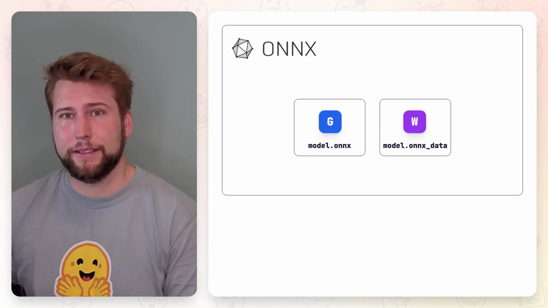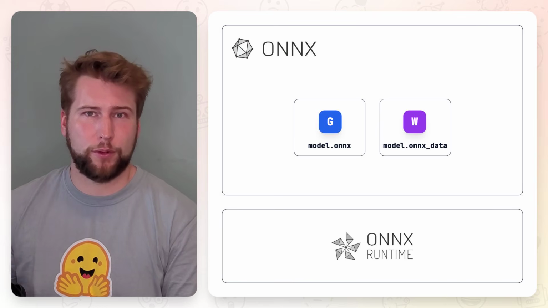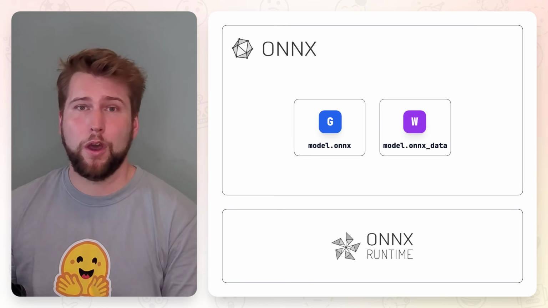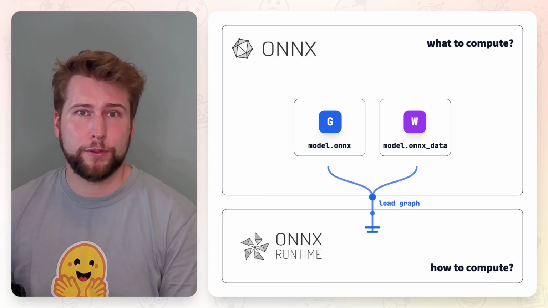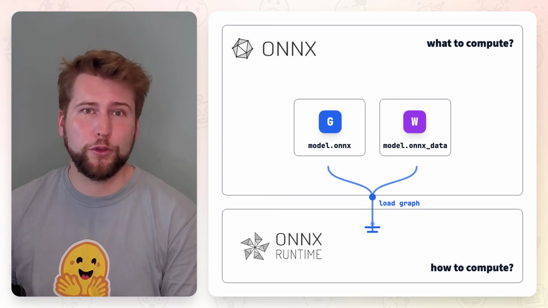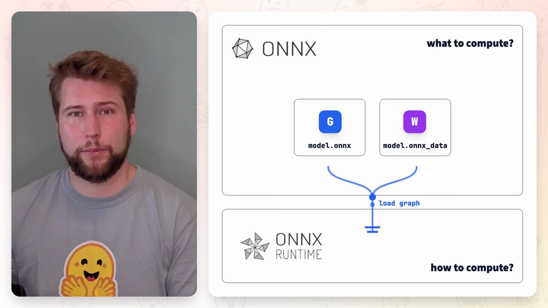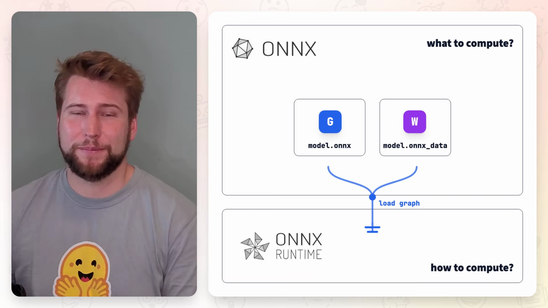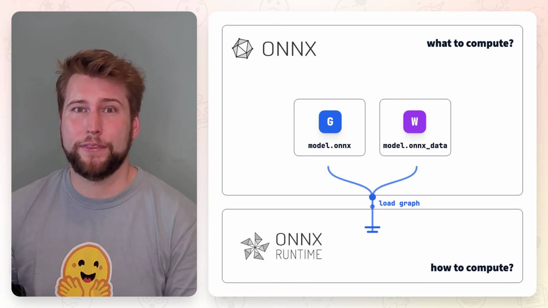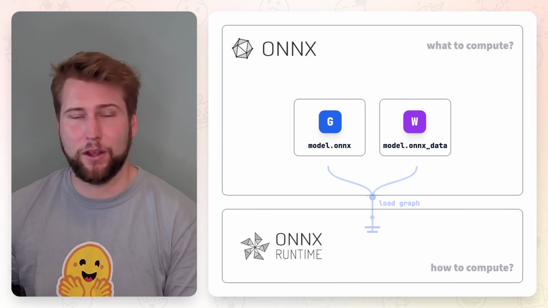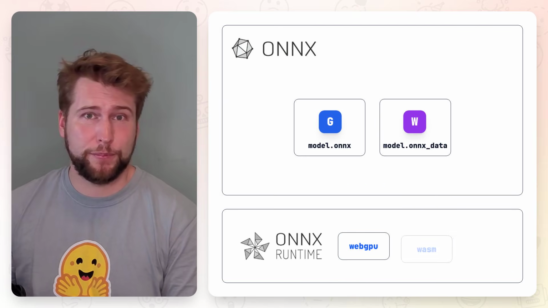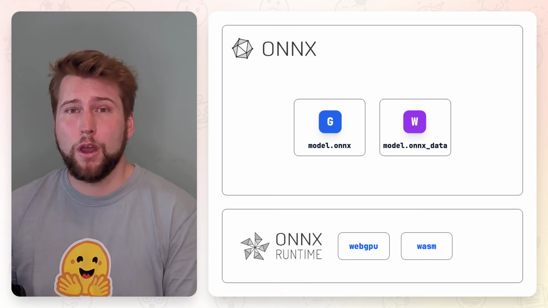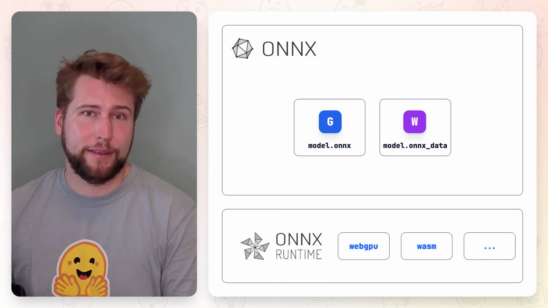The key idea is that the model format is separate from the runtime. In other words, ONNX describes what to compute and the runtime decides how to compute it on the current hardware. That separation is a big win for JavaScript. The same model can run with different execution providers depending on the device, like WebGPU or WASM in the browser, or CUDA and DML in native environments.